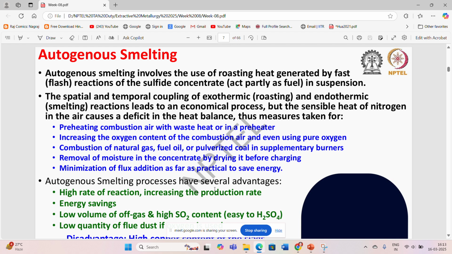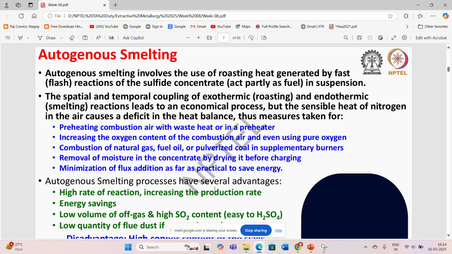Then we are trying to increase the oxygen content of the combustion air. Like if we are just going with the air, it will contain only 21% oxygen. But that is generally what is required for the oxidation roasting process, which is going to help to generate the temperature inside the furnace via exothermic oxidation roasting process. So researchers or companies are trying to increase the oxygen content in the air during the processing step.